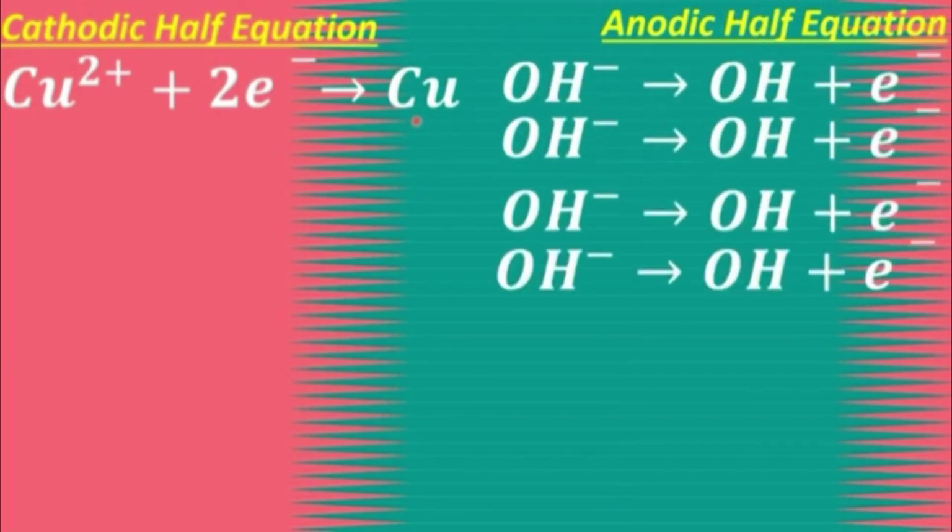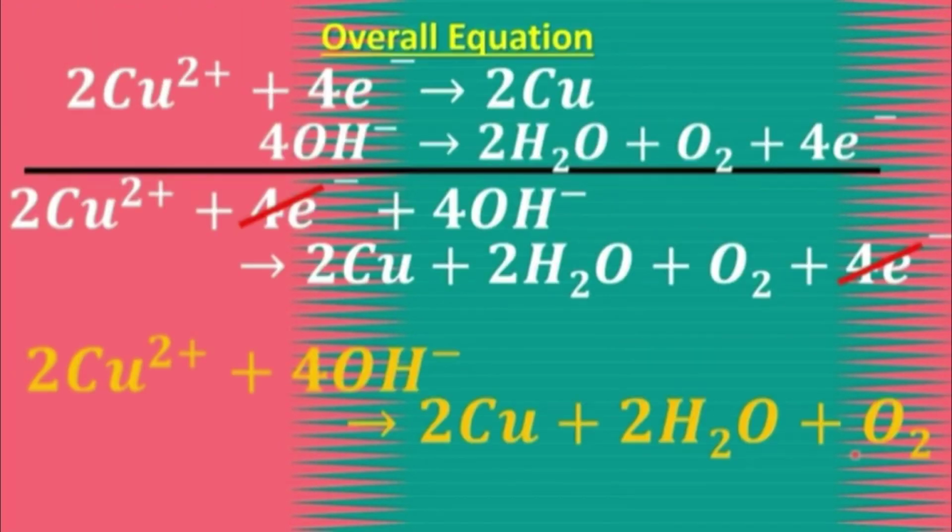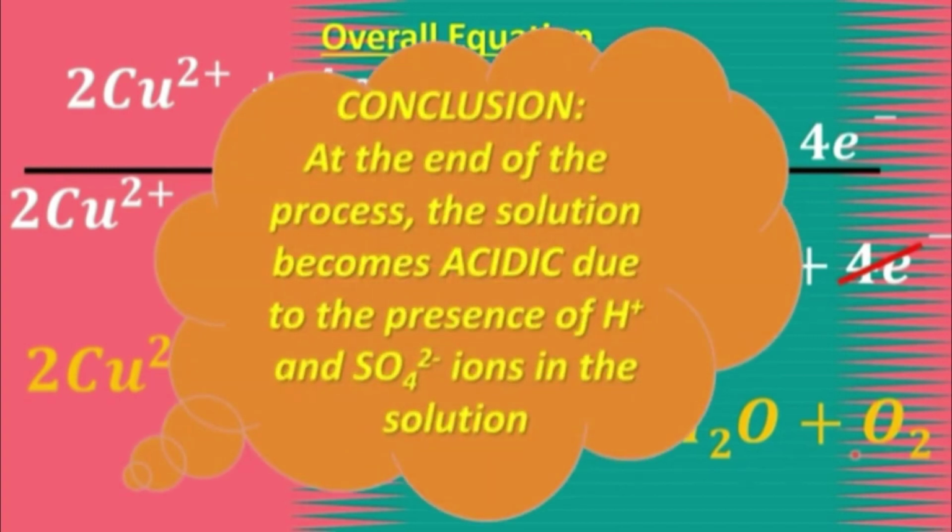So we still end up having the same result as the electrolysis of what? Copper(II) sulphate earlier. Okay? You have the same equation, the same product. The solution will also be what? Acidic, because of the presence of what? Hydrogen ions. Is it not? Yes.